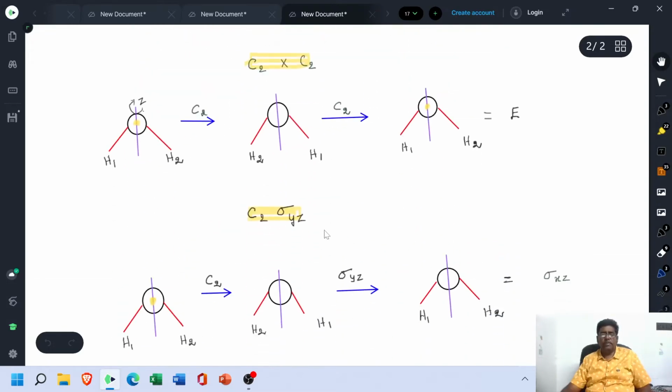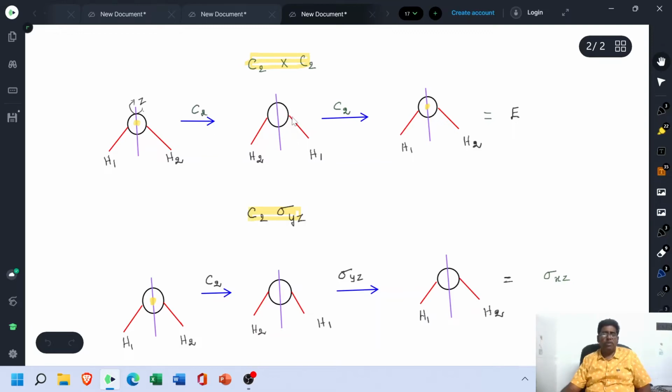For that, say this is the actual water molecule. Allow this water molecule to undergo the C2 operation, which means that it is subjected to 180-degree rotation through this z-axis. Once the 180-degree rotation is made, these two hydrogen atoms interchange their position and the phase of the oxygen is also changed. This is the C2 operation.